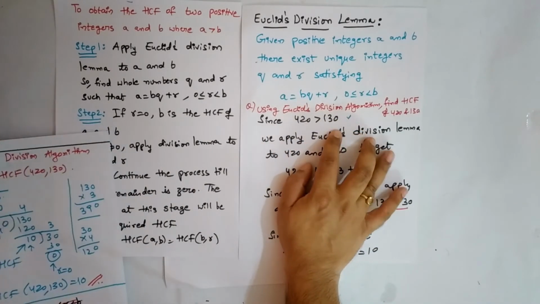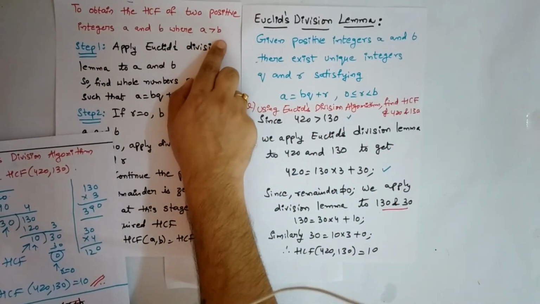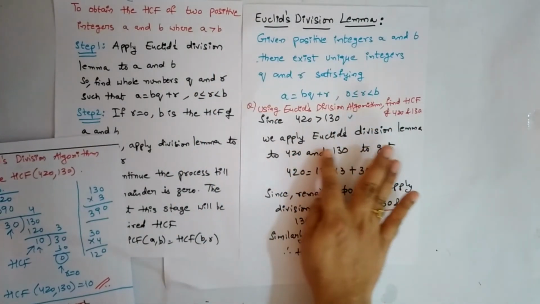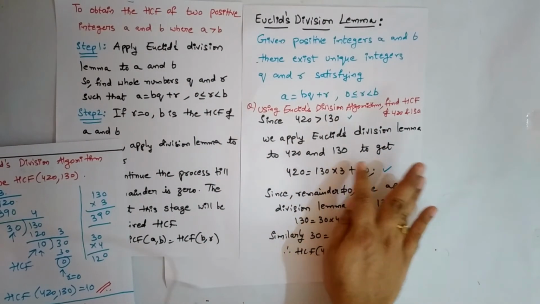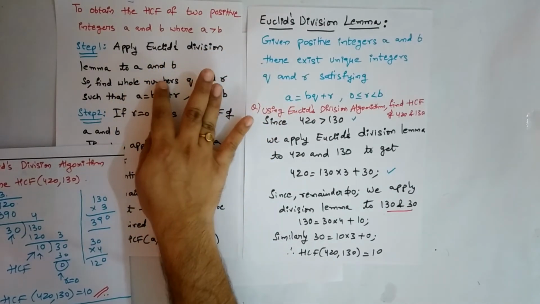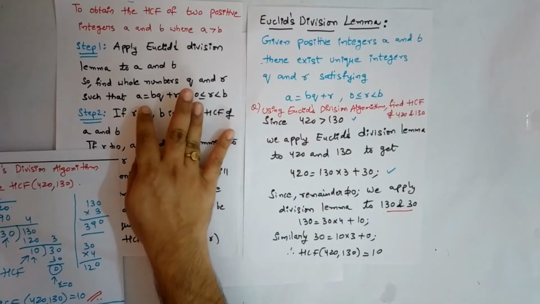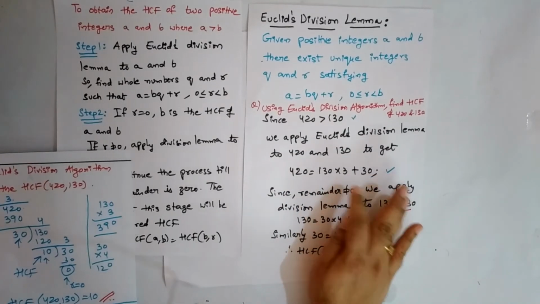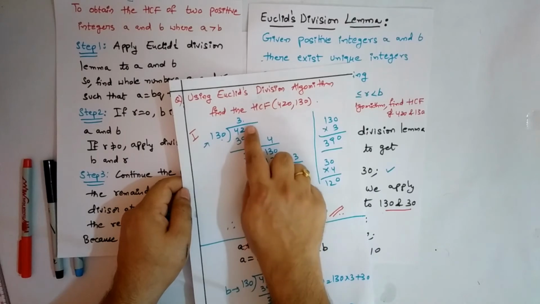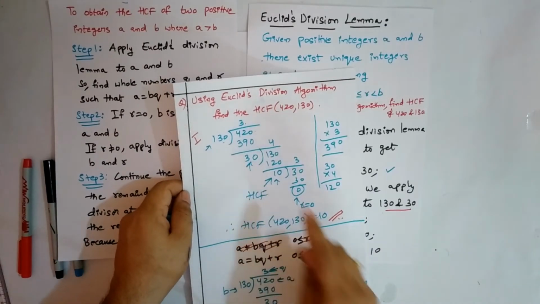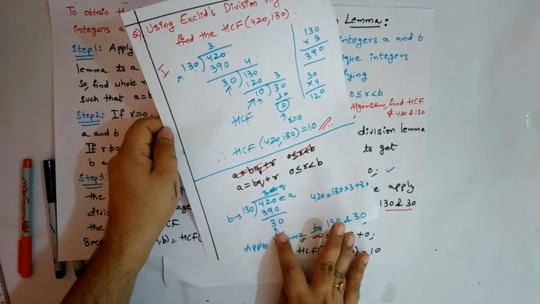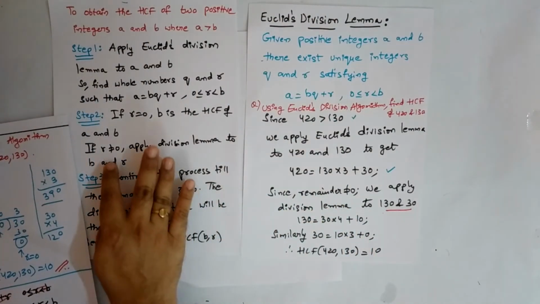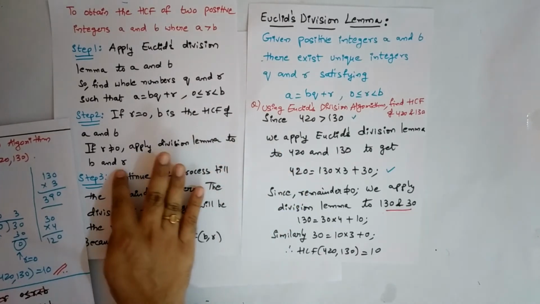Since 420 is greater than 130, A greater than B. A equal to 420, B equal to 130. We apply Euclid's division lemma to 420 and 130. Apply Euclid's division lemma to A and B to get A equal to BQ plus R. Here we can see Q equal to 3 and R equal to 30. Since remainder is not equal to 0, apply division lemma to B and R.